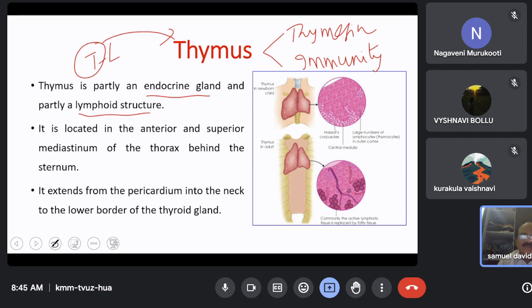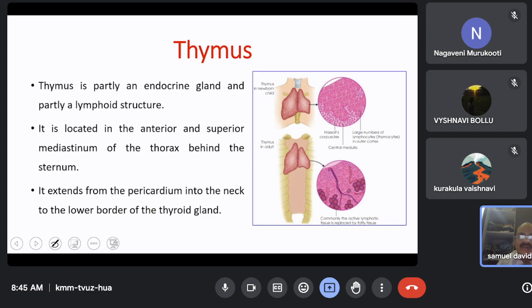So where is it actually present? The scientists say it is present in the thoracic region, extending up to the neck region. So it is located in the anterior and superior mediastinum. What is mediastinum? If this is the thoracic cavity, the space at the center of the thoracic cavity is called the mediastinum, in which the heart lies. Adjacent to this, the thymus gland is located behind the sternum and reaches up to the lower border of the thyroid gland in the neck region.